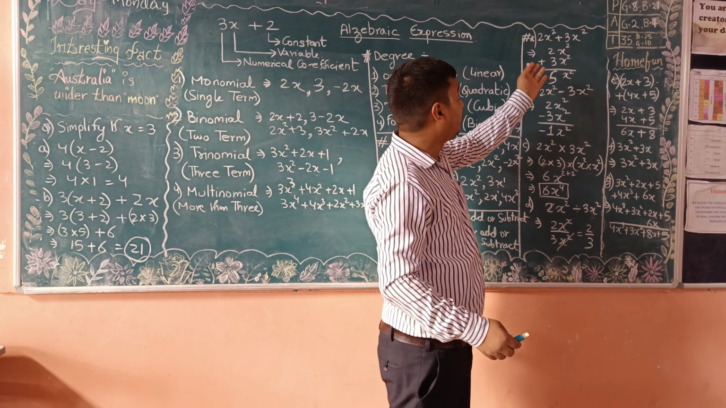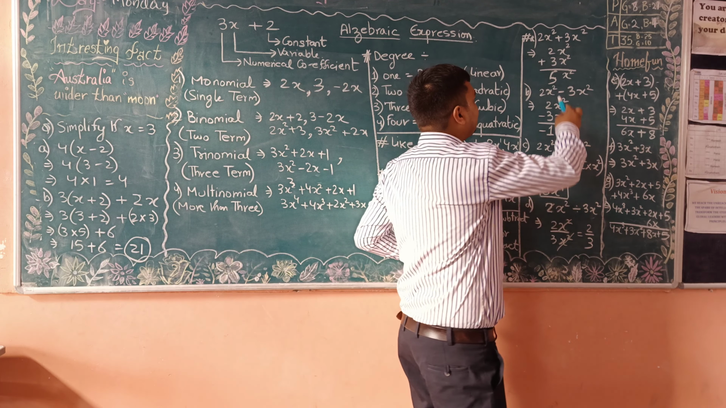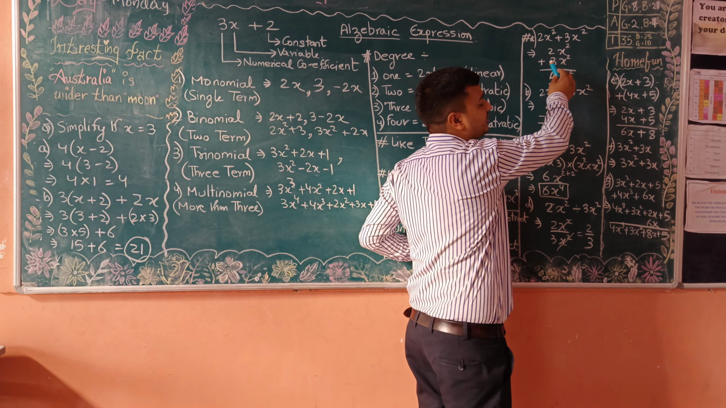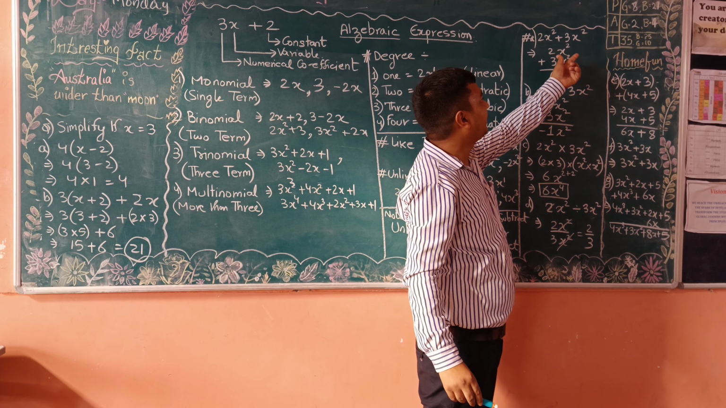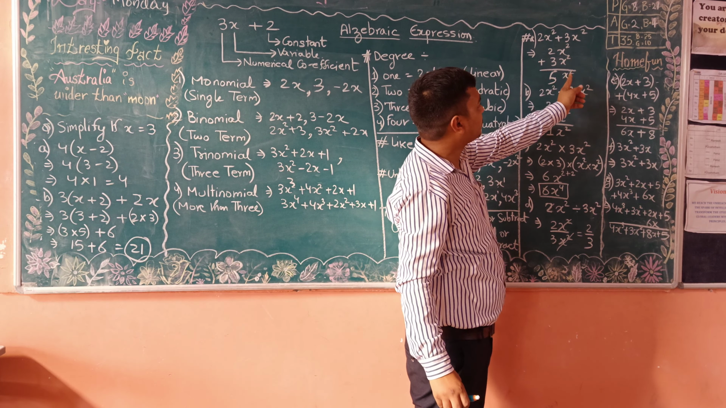How will I add? As in normal mathematics we are adding similar terms, it is the same, but the only difference is the numerical coefficient. I will write 2x square, then the next term 3x square. After that, x square will remain x square. After that, the numerical coefficients 2 plus 3 will become 5.